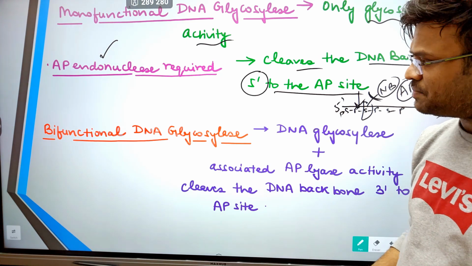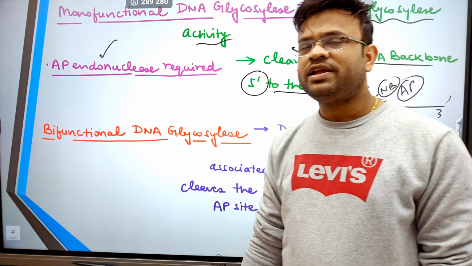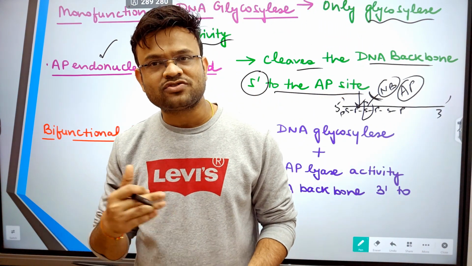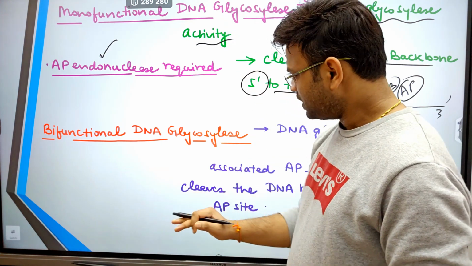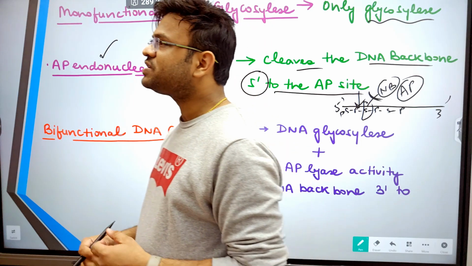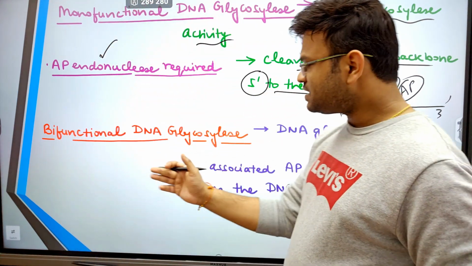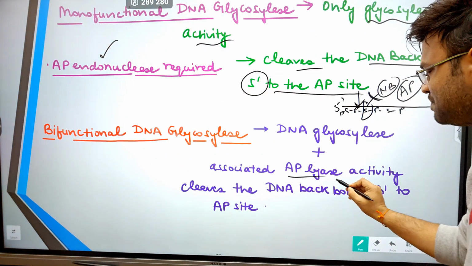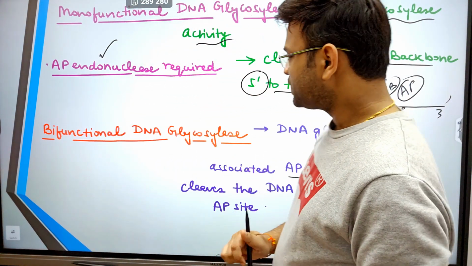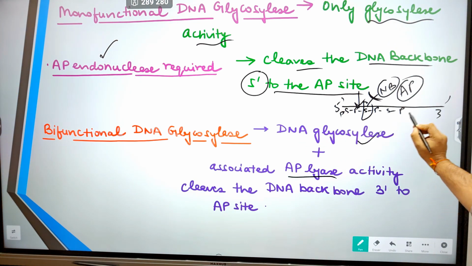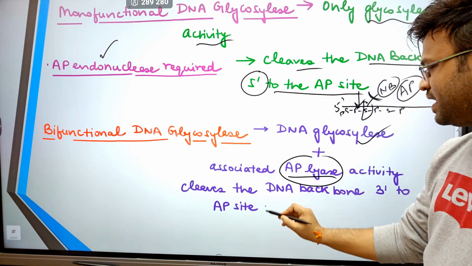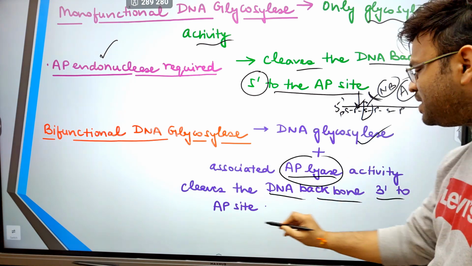AP endonuclease will come. Now talking about the bifunctional DNA glycosylase enzyme, now you would understand where the discussion is actually going. In case of bifunctional DNA glycosylase enzyme, the DNA glycosylase has two kinds of functions. The first function again is the glycosylase function, and the second function is actually lyase, AP lyase. Now I told you what lyase does is breaks bonds, right? So DNA glycosylase functionality would obviously be there, but it will also have an AP lyase activity, and it cleaves the DNA backbone 3 prime to the AP site.